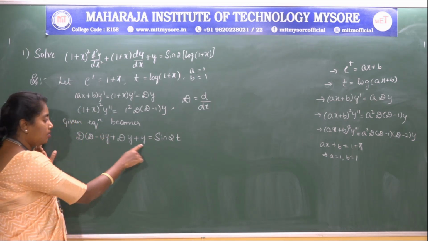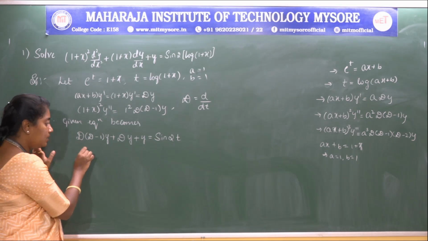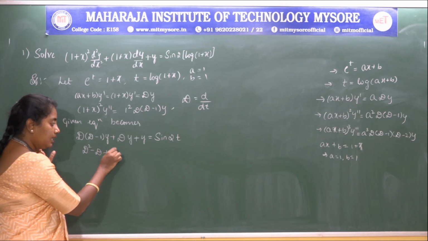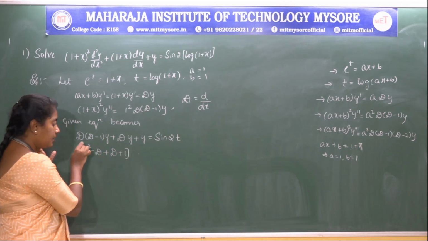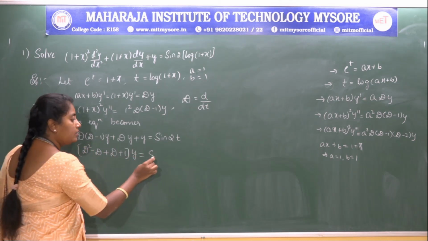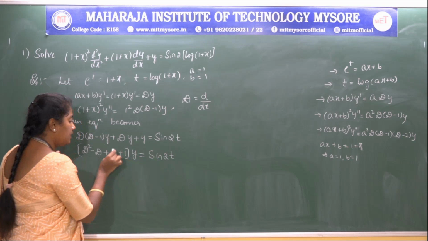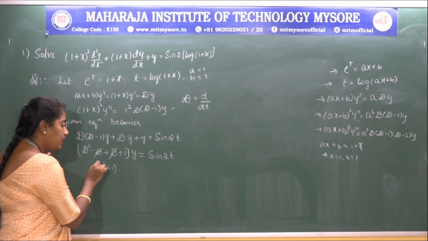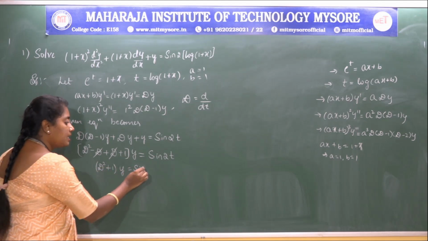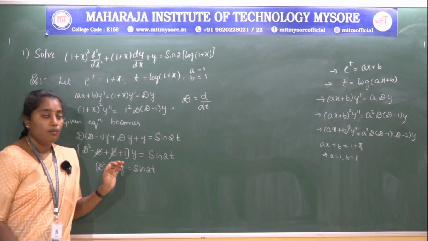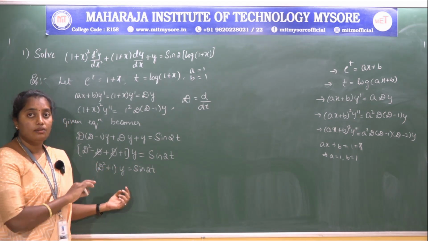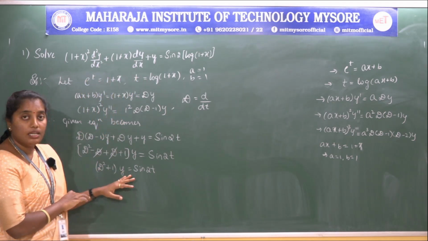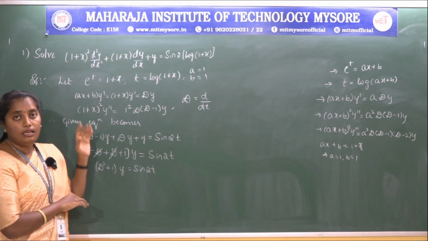Simplifying this again, y is the common element. On multiplying this, D square minus D plus D plus 1, and the common element y is equal to sine 2t. So the resultant equation is D square plus 1 of y is equal to sine 2t, which is an equation with constant coefficient. So the given equation is an equation with variable coefficient. It is reduced to an equation with constant coefficient using the procedure.